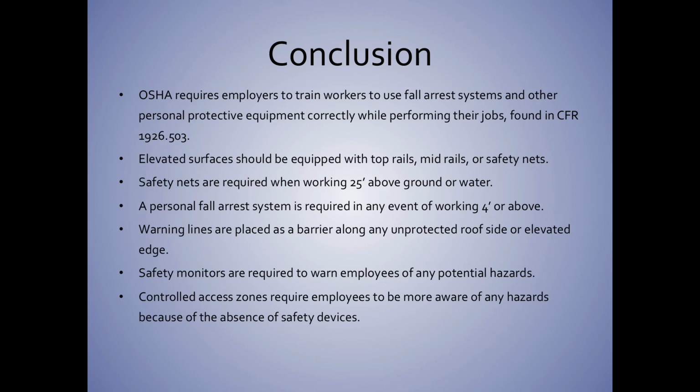Warning lines are placed as a barrier along any unprotected roof side or elevated edge. Safety monitors are required to warn employees of any potential hazards. Controlled access zones require employees to be more aware of any hazards because of the absence of safety devices.